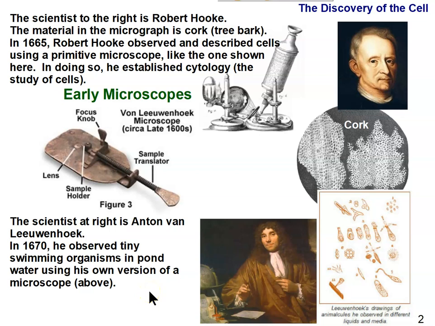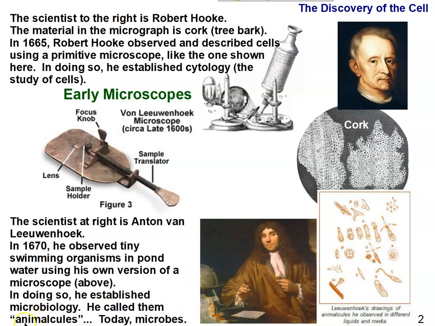But anyway, when Leeuwenhoek looked at drops of pond water under the microscope, he saw all these little things swimming around, and he called them animalcules. Kind of like molecules, or very tiny things. So he called them animalcules because they were tiny animals. Today, of course, we call them microorganisms, or microbes for short. So Leeuwenhoek is basically the father of microbiology.